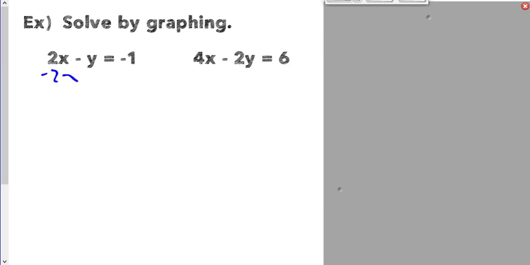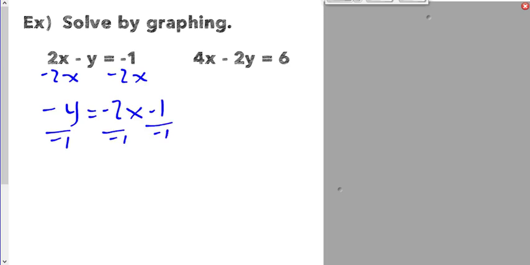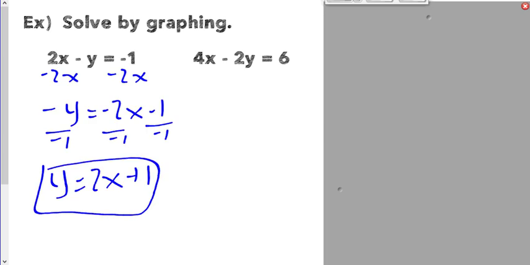So I'm going to start by subtracting 2x, subtract 2x. That gets me -y equals -2x minus 1. If I divide everything by a -1, looks like I've got that y equals 2x plus 1. So there's my first equation in slope-intercept form.